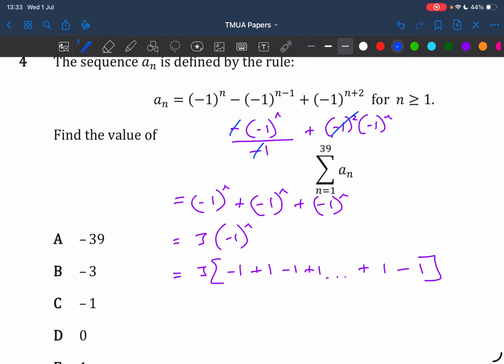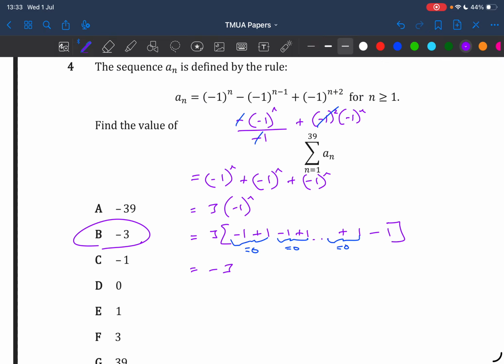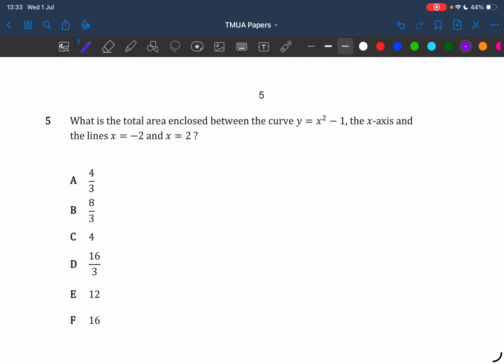So thinking about that then, what's going to happen? Well, these bits make 0. These bits make 0. You can see the 1 is always the second one, so that will make 0. What we're left with then is just that minus 1 on the end. So it's 3 times minus 1, minus 3. Does that look good? Number 4 was B. Lovely. Let's keep going.